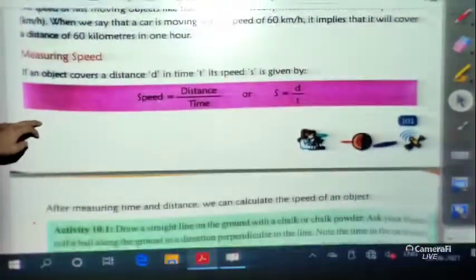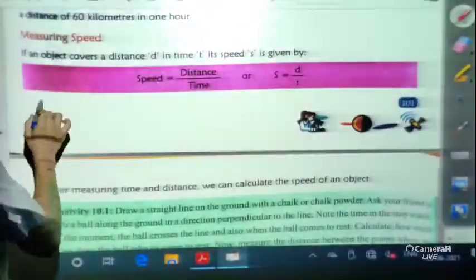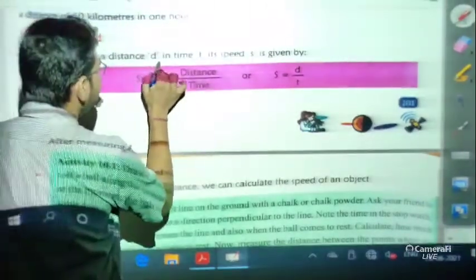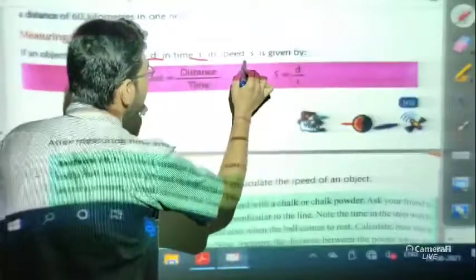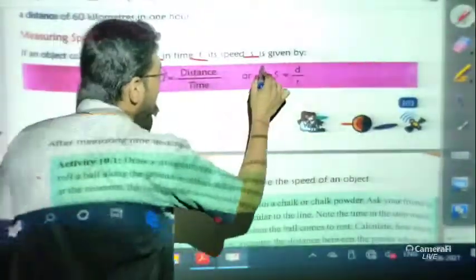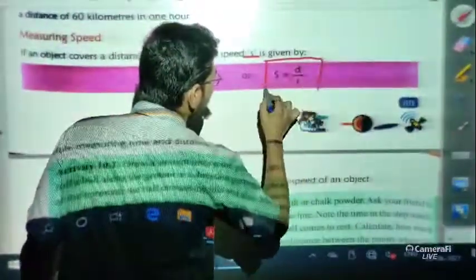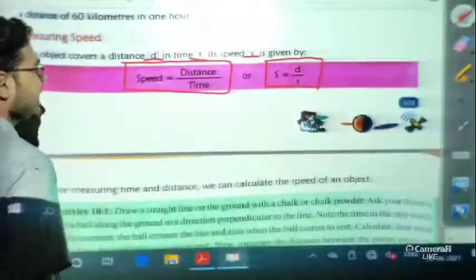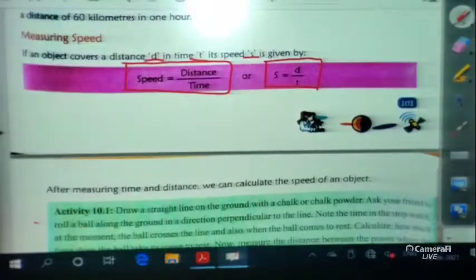Let us discuss the measuring of speed. How can we measure the speed? We have already discussed this formula: if an object covers a distance d in time t, its speed s can be written by this formula. Speed is equal to distance divided by time, or s = d/t.